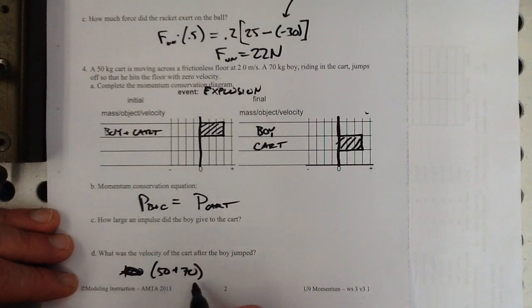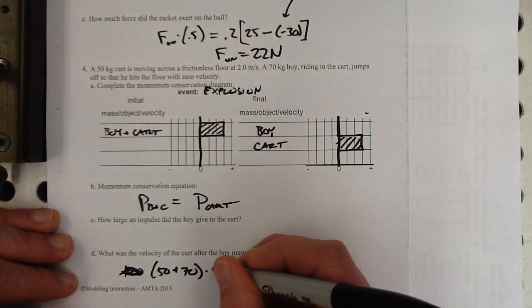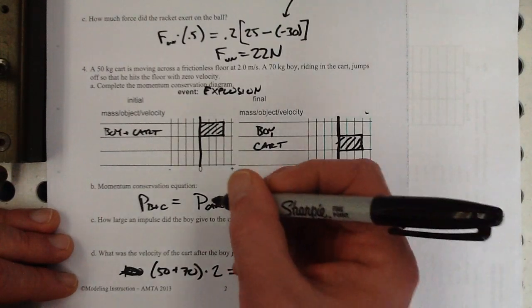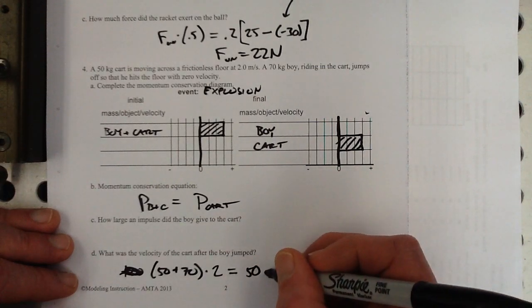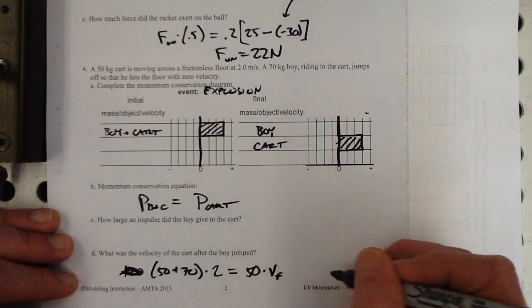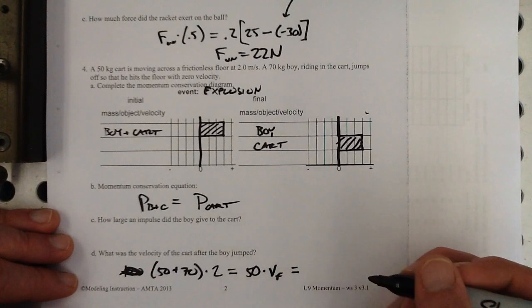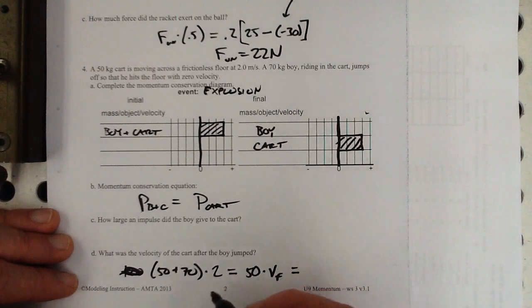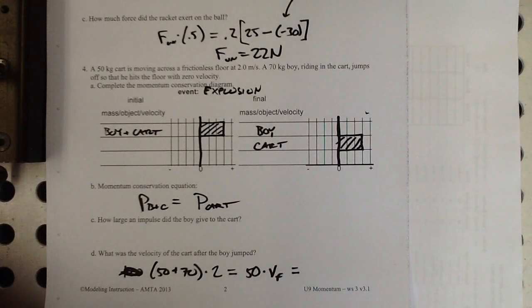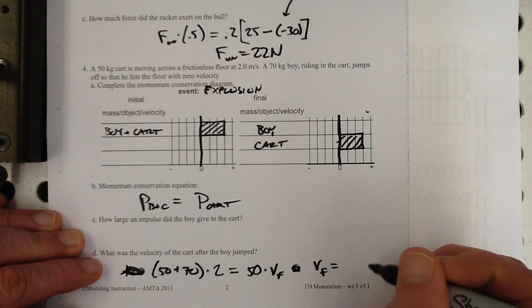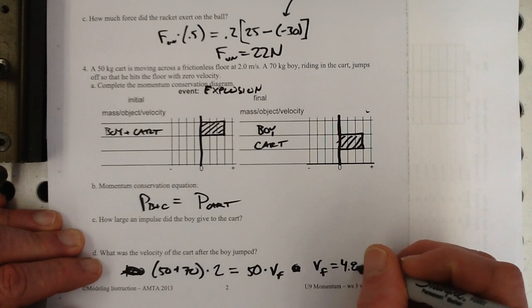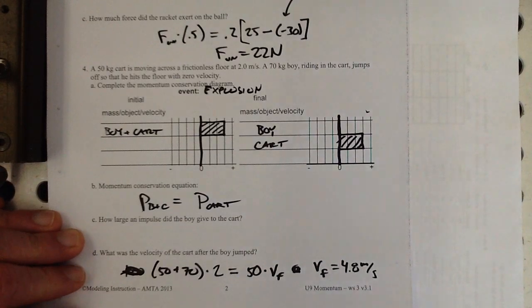All right, that's the cart and the boy together times velocity equals the mass, this time of just the cart, times the cart's final velocity. So that's going to push some buttons on my calculator, 120 times 2, and divide it by 50. So that final velocity of the cart is equal to 4.8 meters per second.